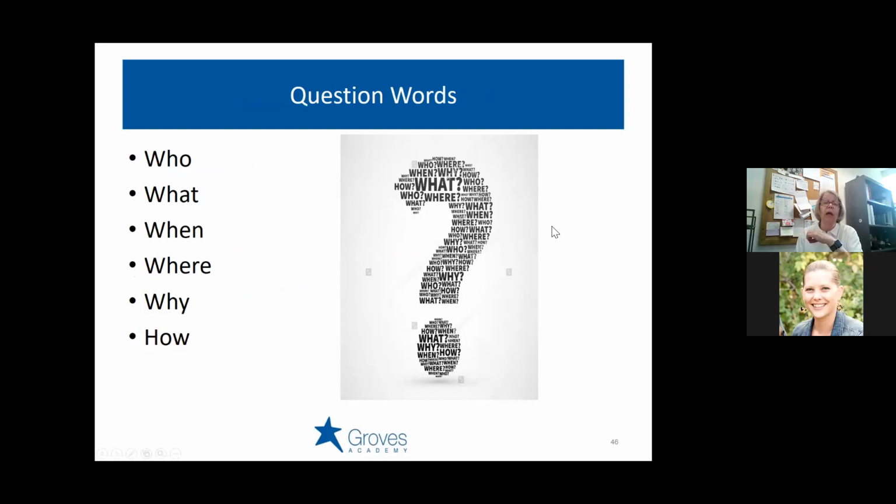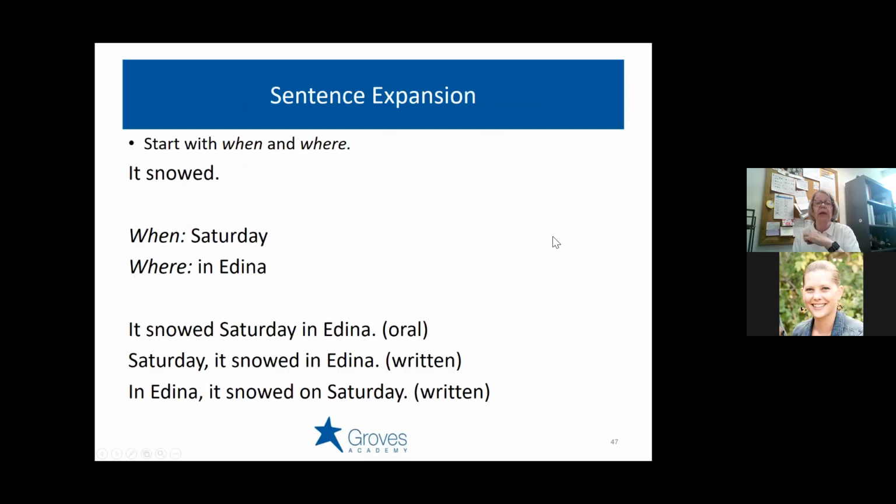Sentence: snow fell. When, where, how, and so on. It snowed. When? Saturday. Where? In Edina. Now, if somebody said, where did it snow? I'd probably say, it snowed in Edina on Saturday.